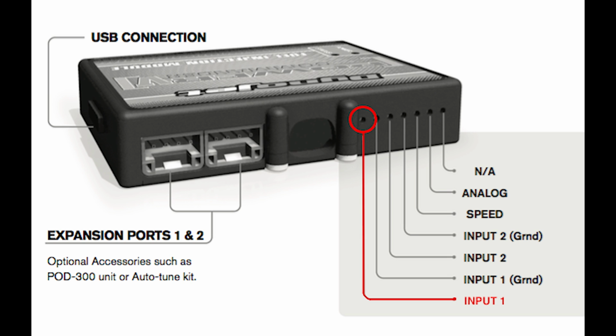And then how to wire it in is you would have your quick shifter in input 2, so you'd have your 2 wires into input 2, and then you would have your map switch into input 1. So it doesn't matter which way you put them in, the ground doesn't matter. And same for your quick shifter, the ground doesn't matter on the quick shifter either.